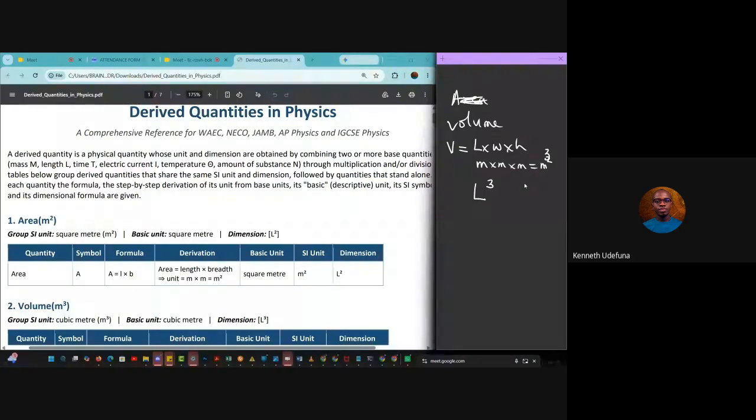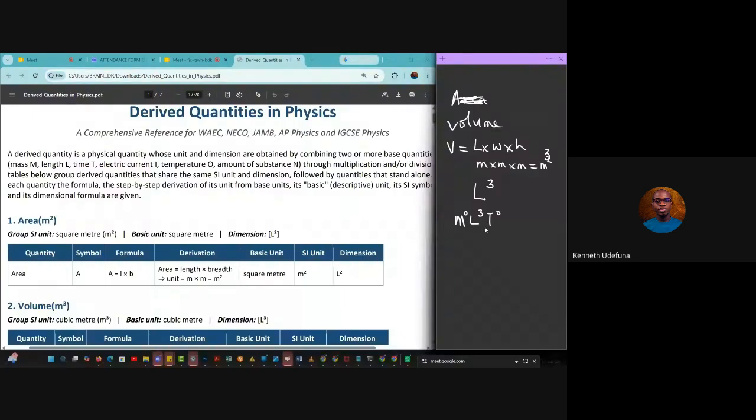But there's something I want to make you understand. I need to clarify one thing. In your JAMB, you might see something like this. You might see something like M0, L3, T0.